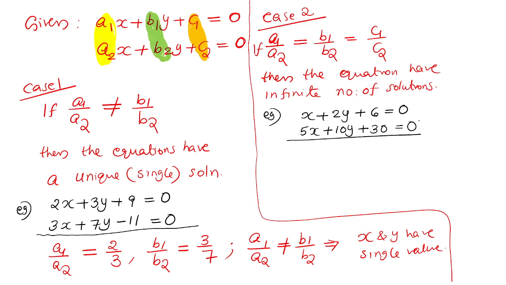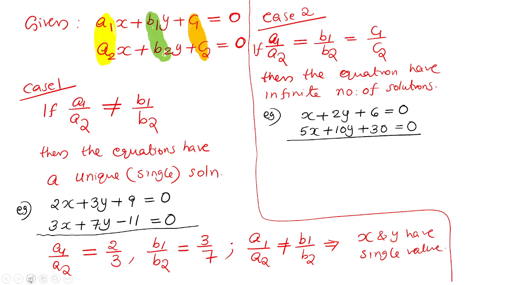If you use substitution method and everything, you will not be able to find the value of x and y. You write all the steps, and finally you will get an equation like 0 equal to 0. You will not be able to find x and y. So what I am saying is, this system of equations has infinite number of solutions.